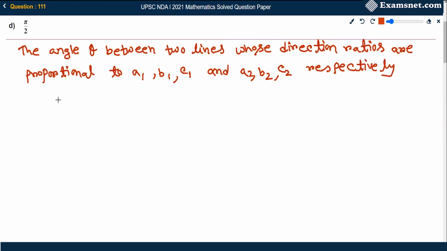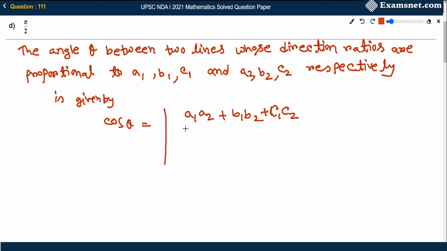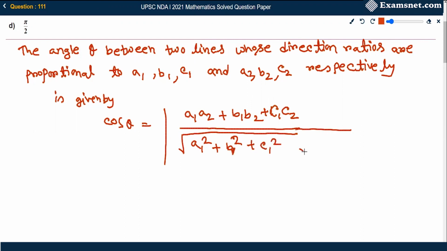So respectively, that is given by the angle theta. The value of angle theta is given by cos theta equals mod of A1 A2 plus B1 B2 plus C1 C2 by root under A1 square plus B1 square plus C1 square multiplied by A2 square plus B2 square plus C2 square.